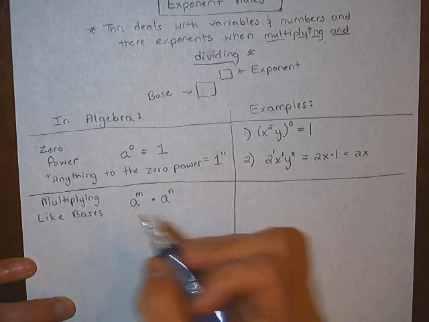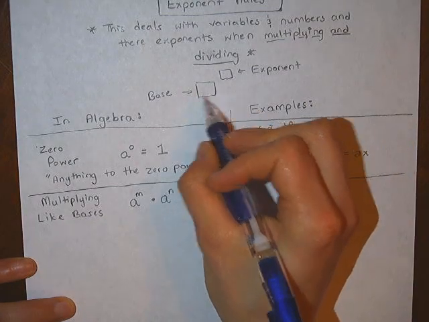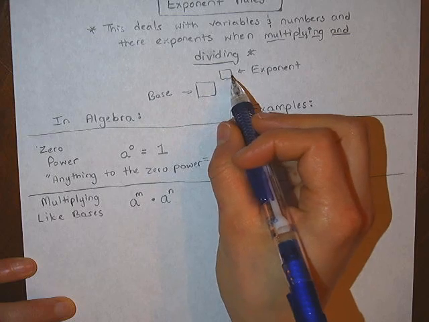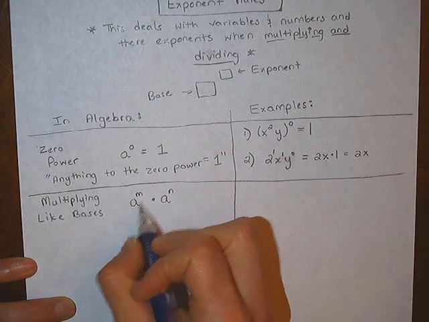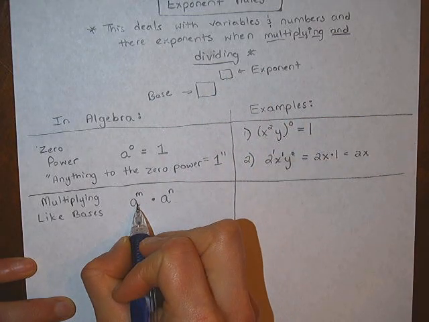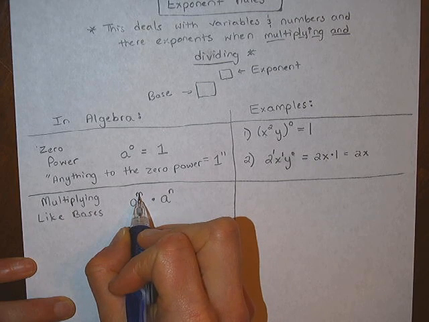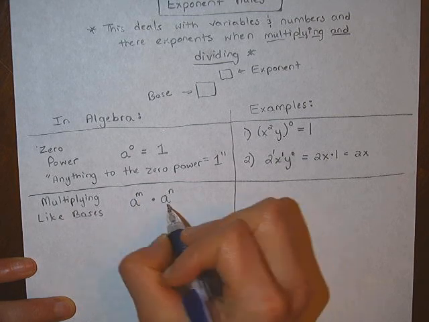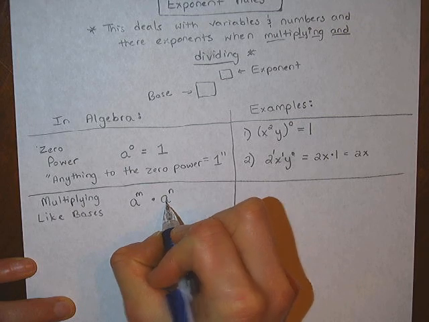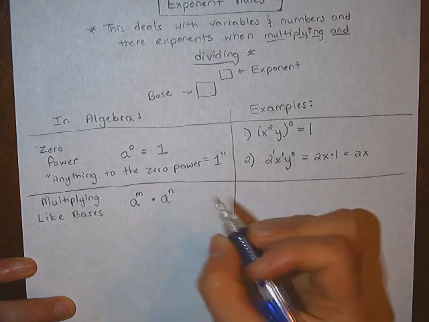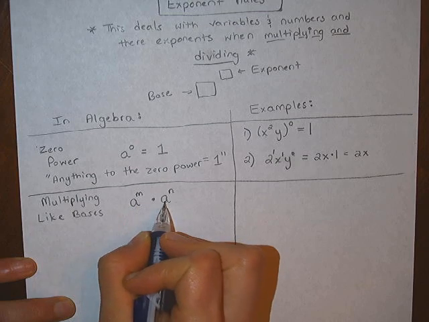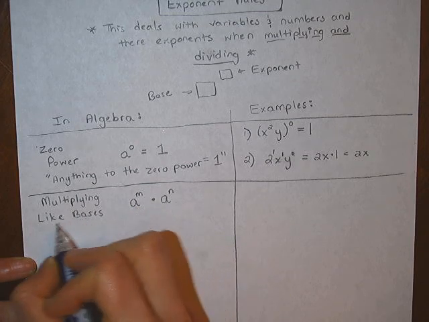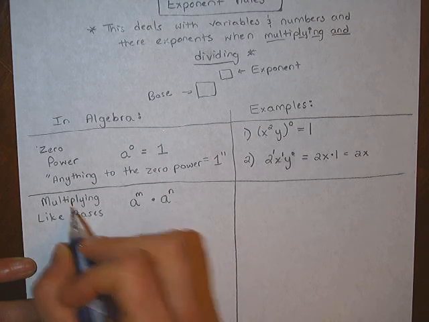So remember what we talked about earlier. The base is the number that has the exponent with it. So like in this little part right here, a would be your base and m would be your exponent, or like I've been saying, power. Here, a would be your base and n would be your exponent. And so notice the bases are the same. So that's what I mean by like bases, and you're multiplying them.